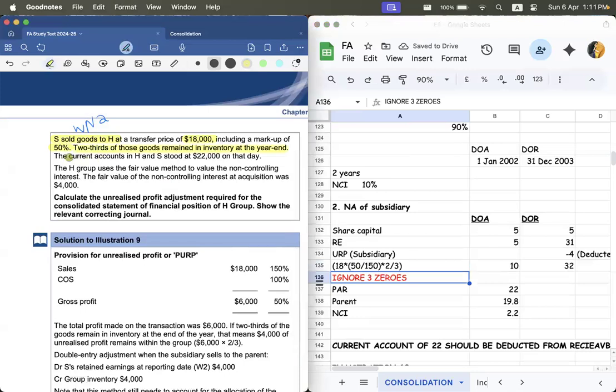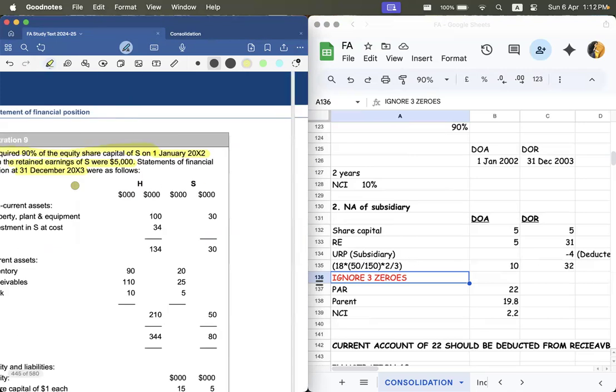Now they've also given us the current account stood at 22,000. So when there is a phrase called current account, then that means you need to take it off from the current asset and current liability. Understood? Now, the H group uses the fair value method for non-controlling interest, and they have given you the fair value of NCI at the date of acquisition is 4,000. This much is clear.